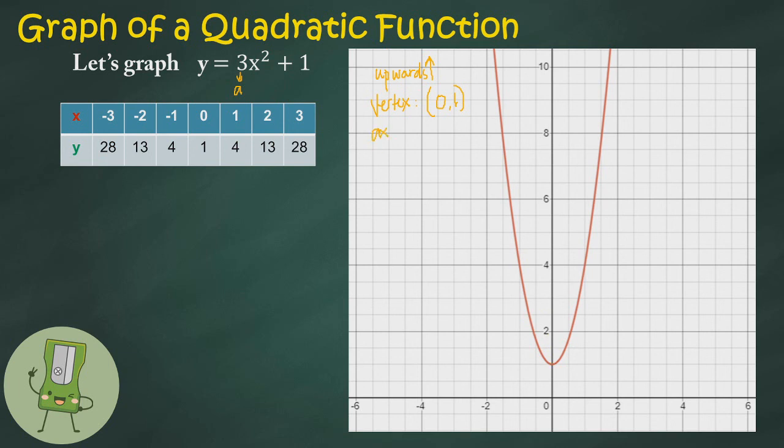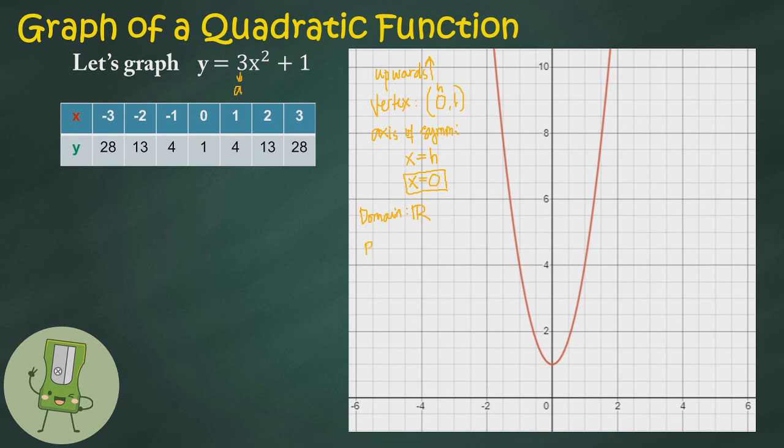Next is the axis of symmetry. It's the vertical line that passes through our vertex, which is given by the equation x equals h, or in this case, x equals 0. This is the axis of symmetry. Saan yan galing? Dito. This is our h. How about our domain? The domain is all set of real numbers. Lahat ng real numbers pwede for quadratic function.